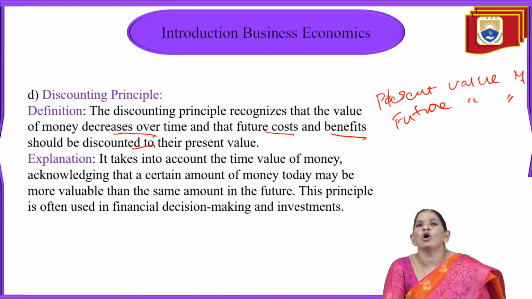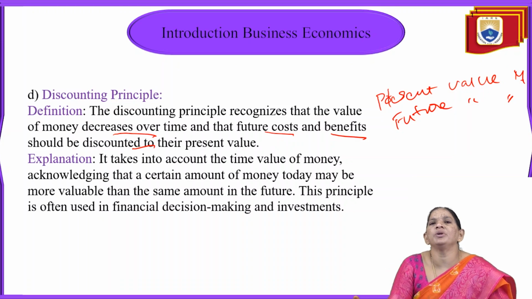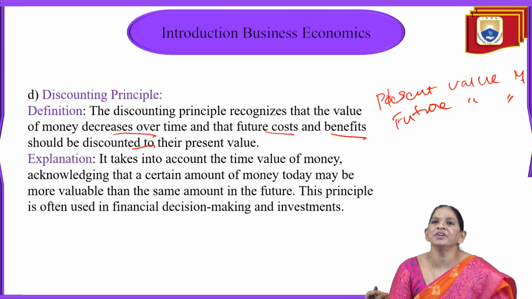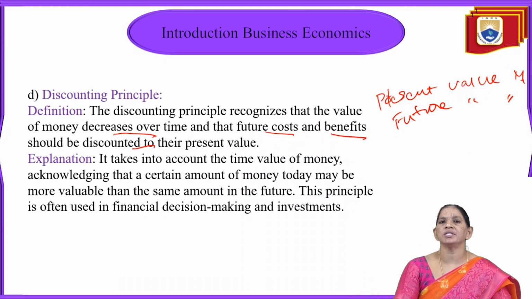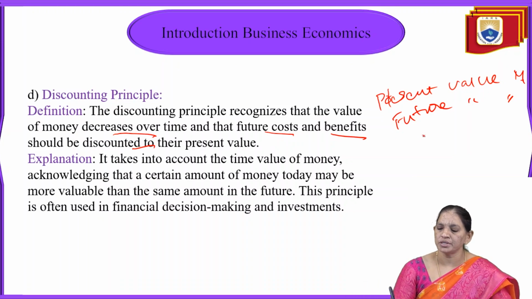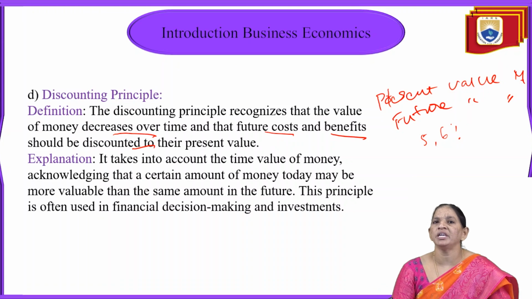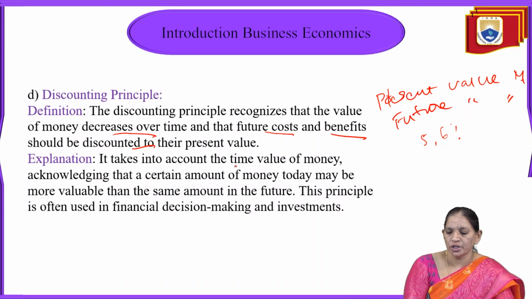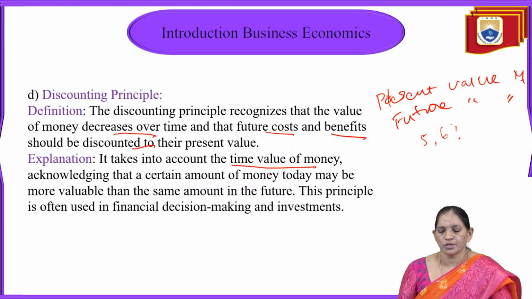Present value means how much money I'll get if I have invested a certain amount in the future. And future value: if I invest now, how much money will I get in the future. These two points are identified with some discounting factor, maybe 10%, 5% or 6%. Based upon that, future value and present value will be identified, which is called the discounting principle. So this principle takes into consideration the time value or time preference of money.